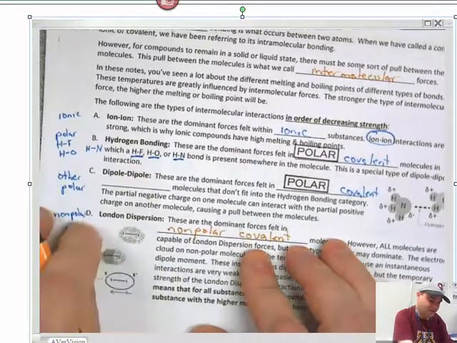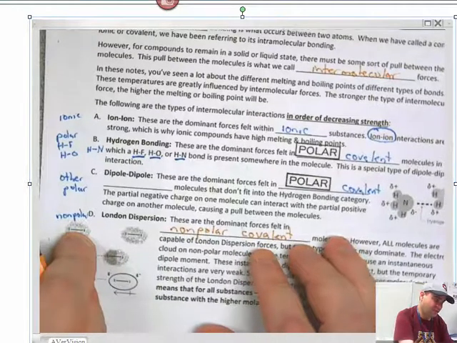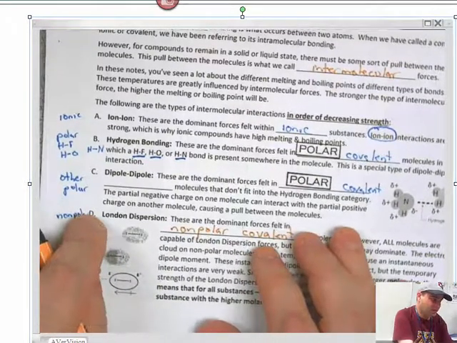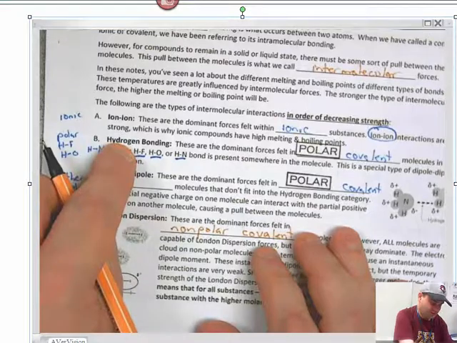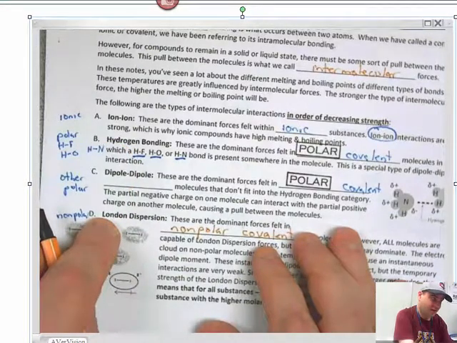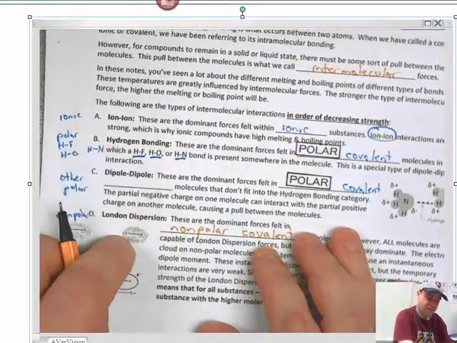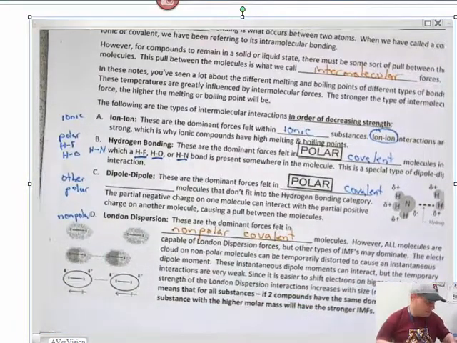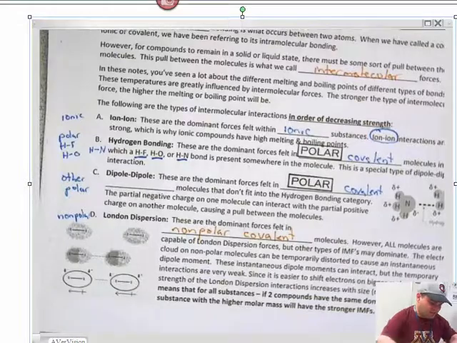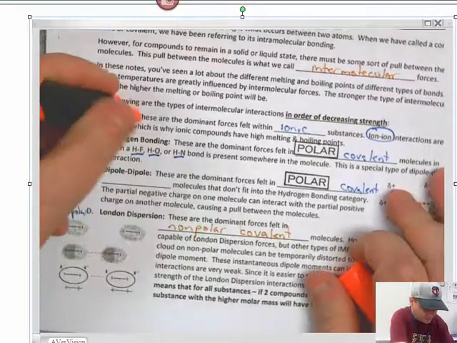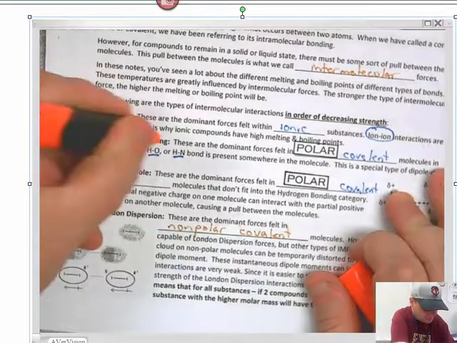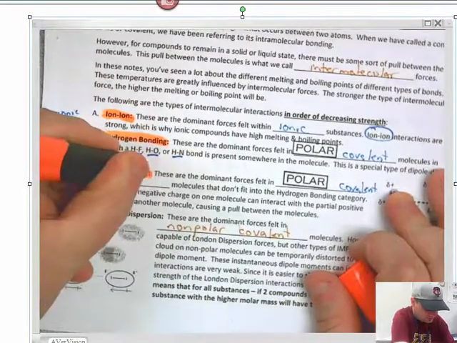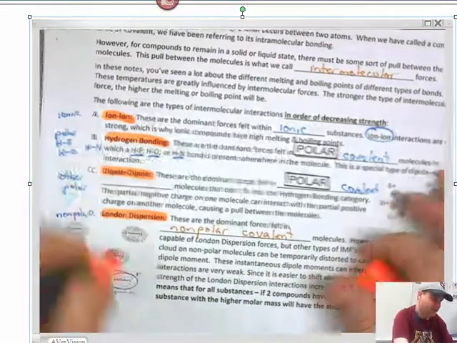Now, this is figuring out the strongest intermolecular force here also. So, if I'm talking about hydrogen bonding, there's also London dispersion there. It's just that hydrogen bonding dominates over London dispersion. So, just so you know, remember that these are the four that we need to know: ion, hydrogen bonding, dipole, London dispersion.